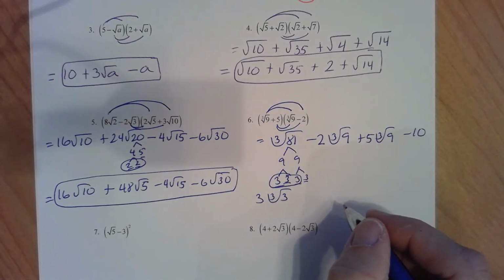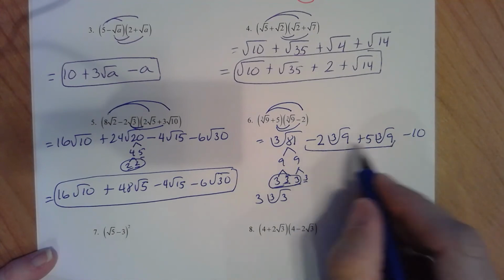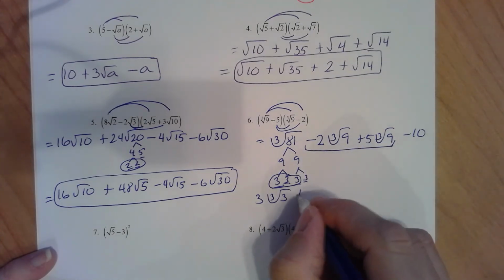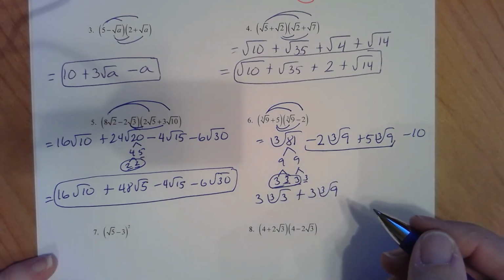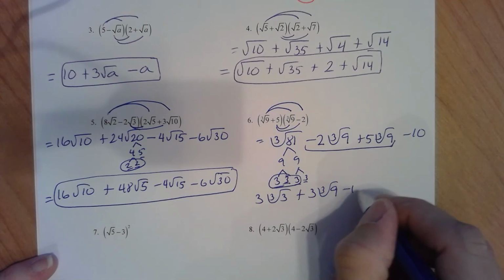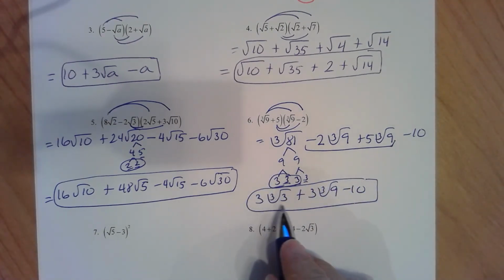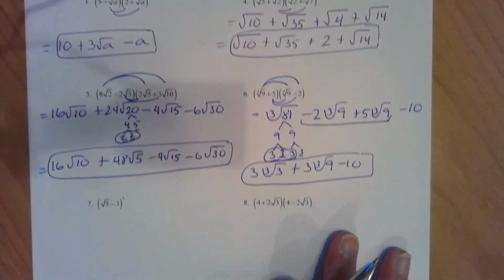Don't forget your index. Now these are considered like radicals, cubed root of 9 and cubed root of 9. So negative 2 plus 5 is 3, keeping the radical unchanged, cubed root of 9. And then we still have minus 10. No other like radicals. This is a cubed root of 3, this is a cubed root of 9. They're not like radicals, so we cannot combine them.